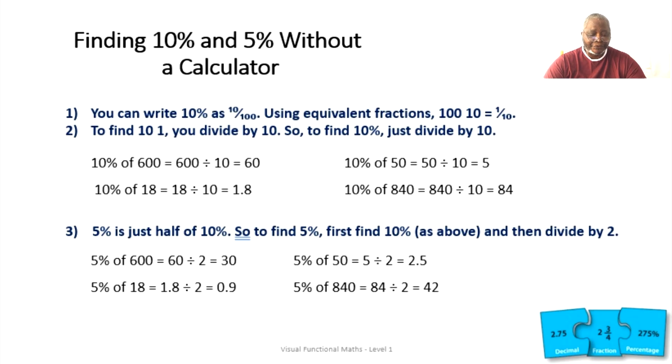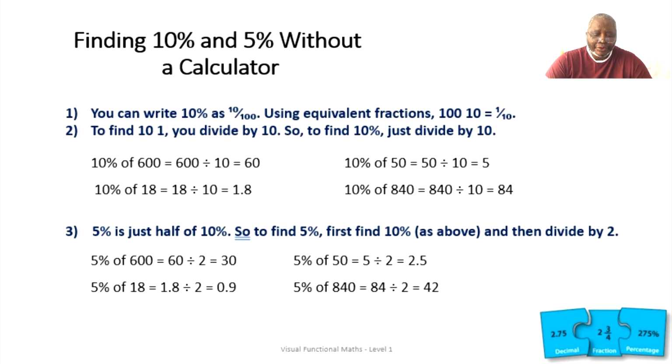10% of 600 is equal to 600 divided by 10, which is 60. 10% of 50 is equal to 50 divided by 10, which is 5. 10% of 18 is equal to 18 divided by 10, which is 1.8. 10% of 840 is equal to 840 divided by 10, which is equal to 84.